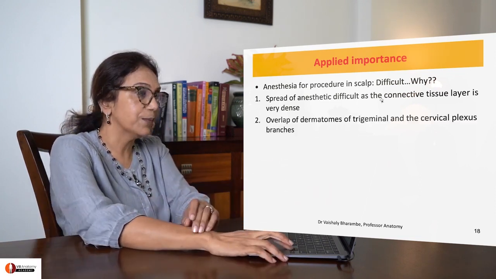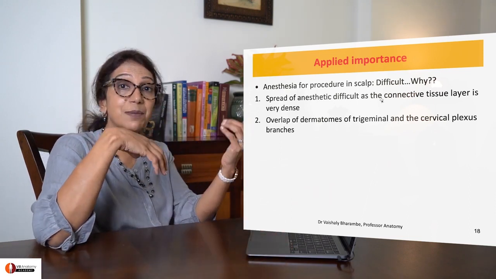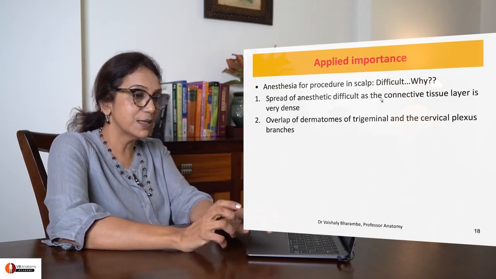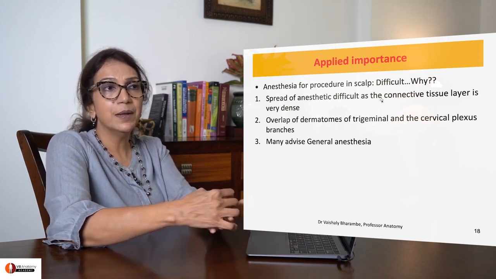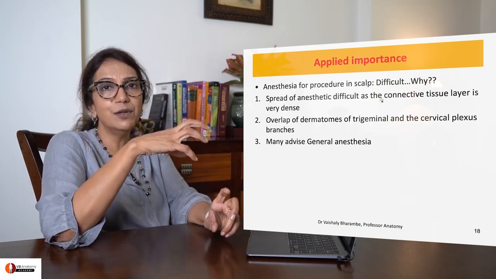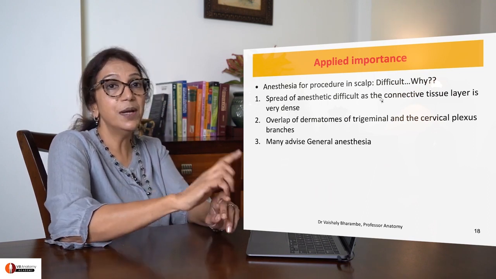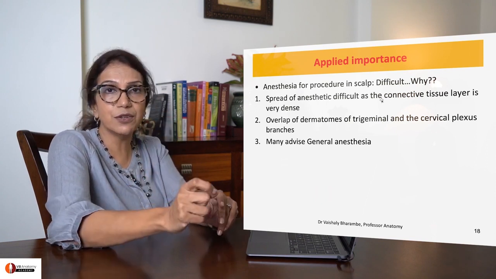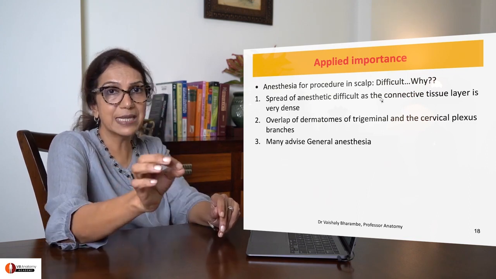So what shall we do? Another problem is there is an overlap of dermatomes of the trigeminal. Remember I told you trigeminal and the cervical branches. So again there is a problem. So many people advise general anesthesia, but most of the time good knowledge of the nerves will help you to give a proper local anesthesia and go ahead with your job. But you must remember that density of the connective tissue must be taken into consideration when you are preparing to give anesthetic for any procedure on the scalp.